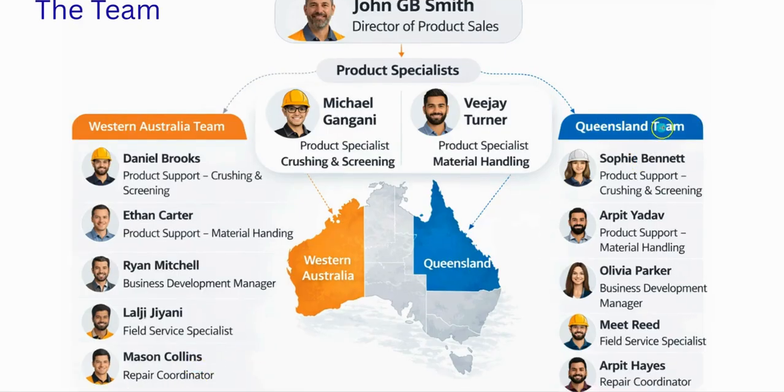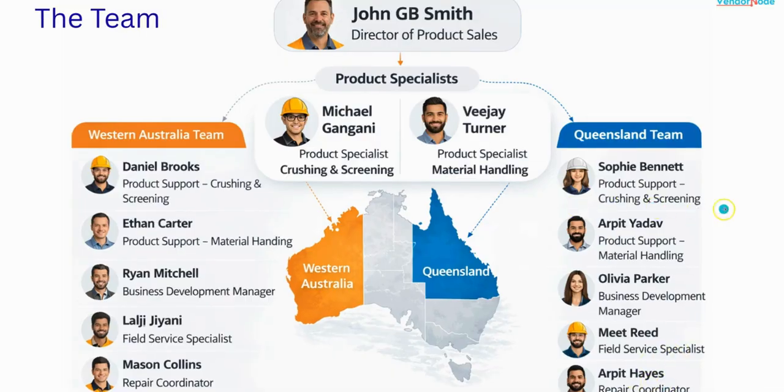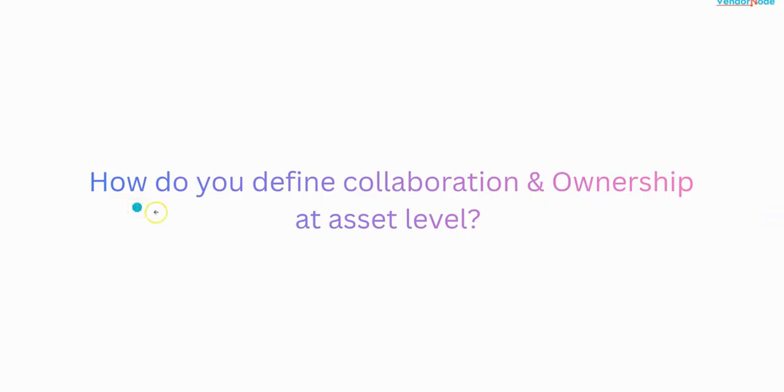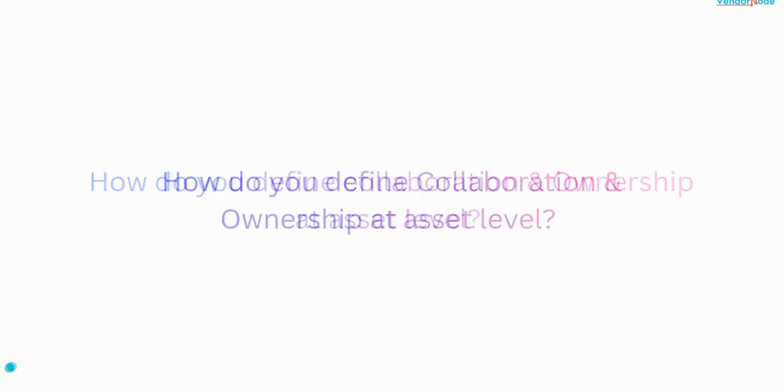So the Queensland team: Sophie Bennett, product support, crushing and screening. Arpit Yadav, product support, material handling. Olivia Parker, business development manager. Meet Reeds, field service specialist. Arpit Hayes, repair coordinator. The question is, how do we define collaboration and ownership at asset level in this given scenario? So let's jump into our team manager straight away.